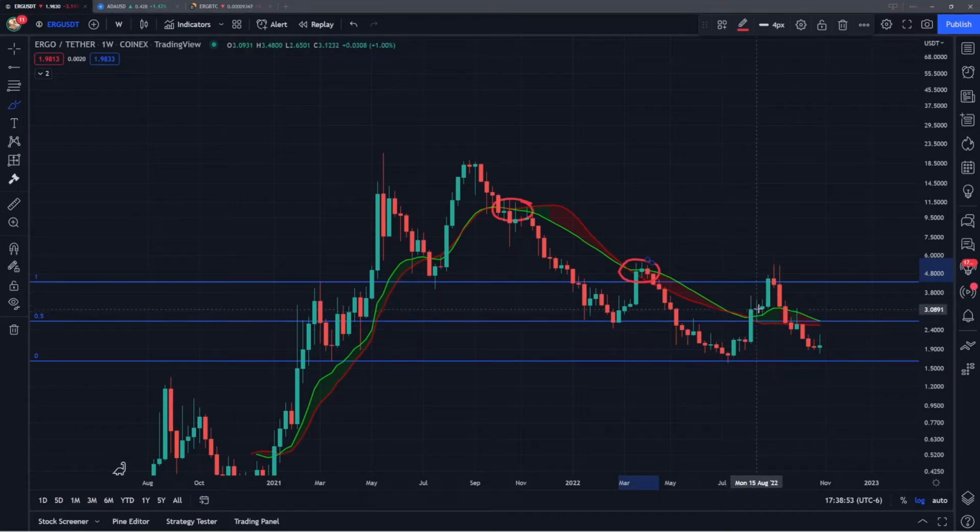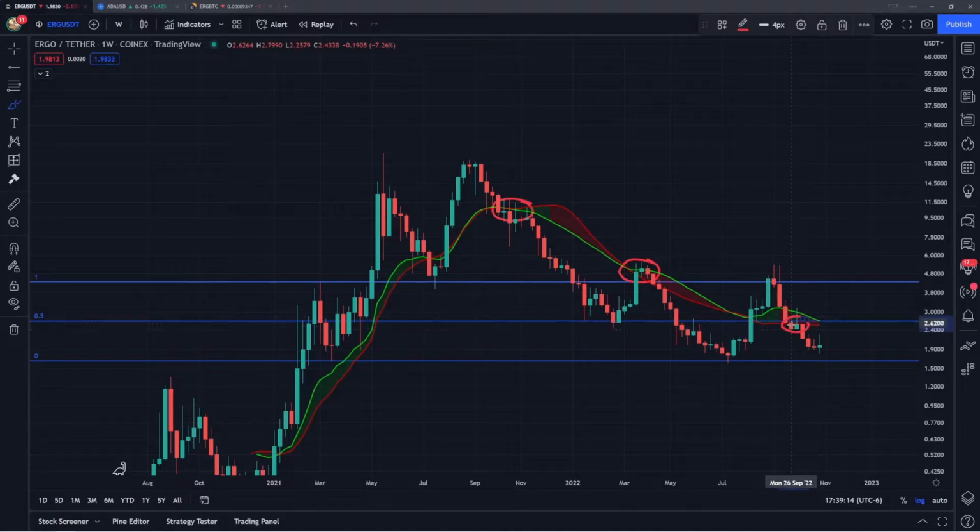But on this move that we had right here in August and September, Ergo actually broke back above these moving averages for the first time since losing them all the way back here last year in 2021. But unfortunately, when Ergo came back down to have that retest, it fell right through these moving averages, and in fact we flipped them back into resistance, and you can see that rejection right here just a few weeks ago.